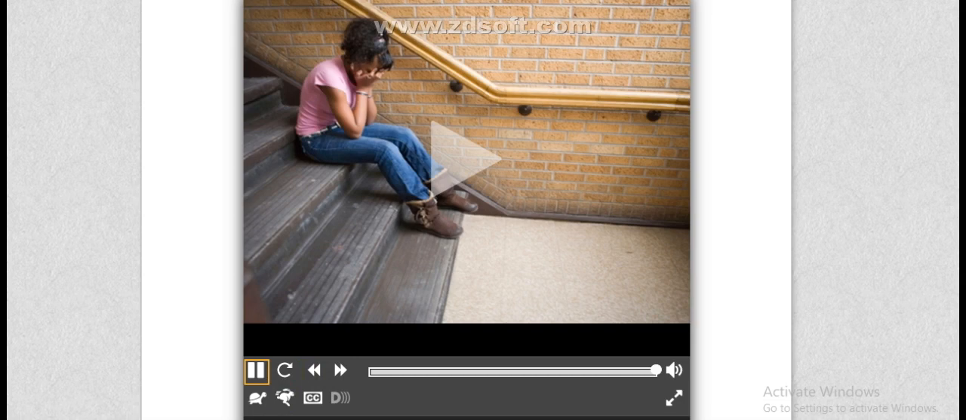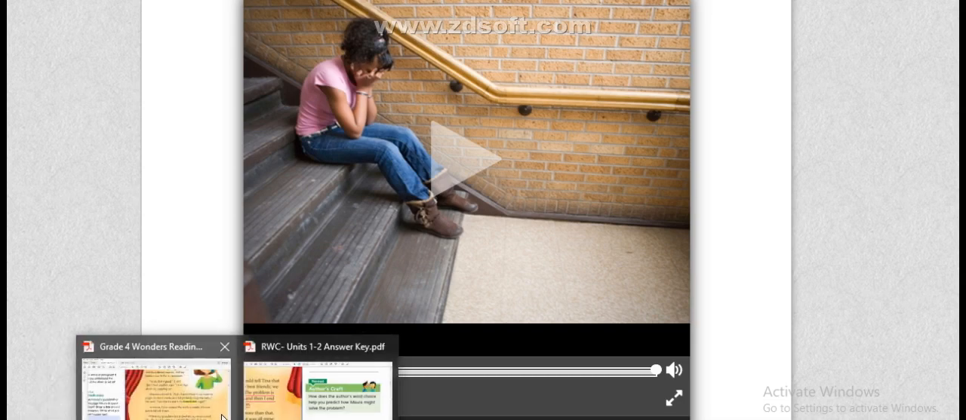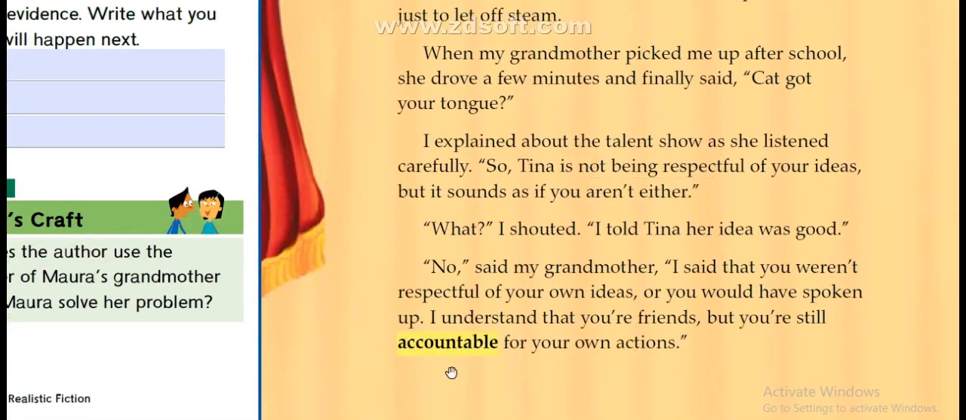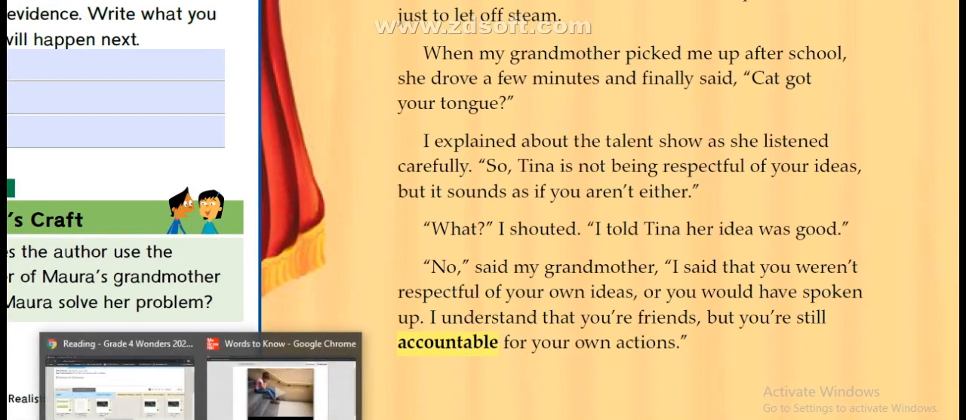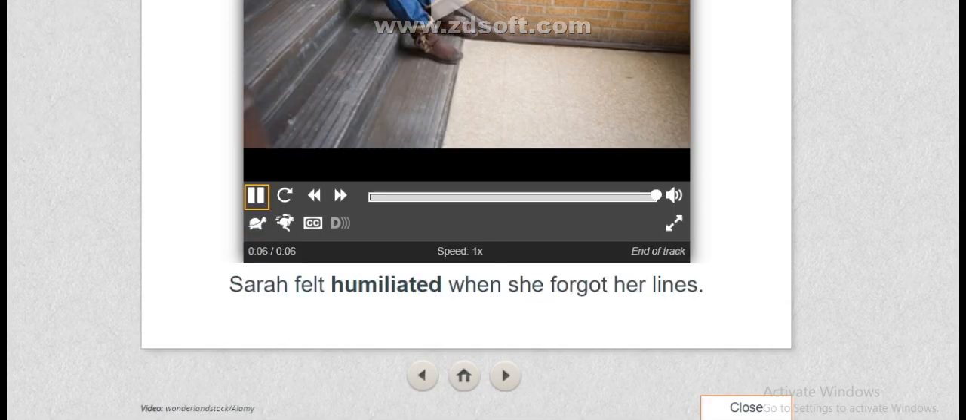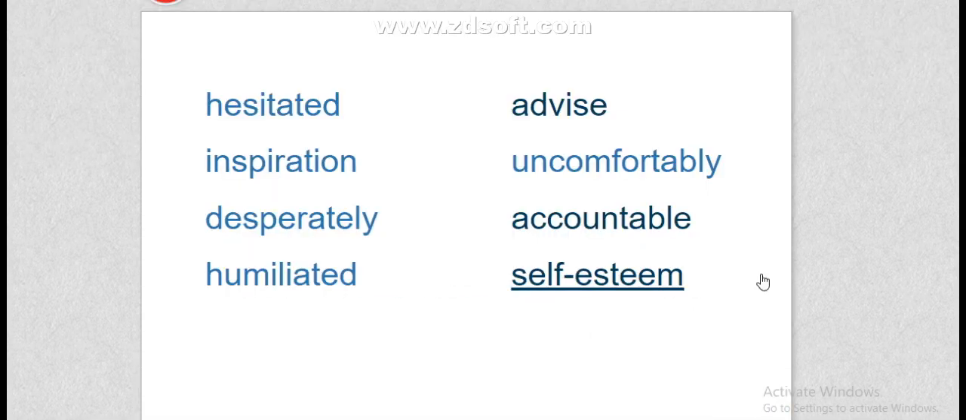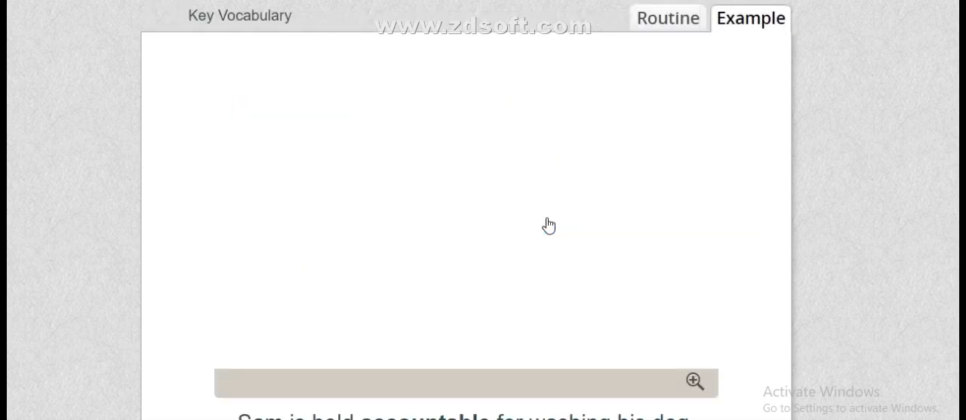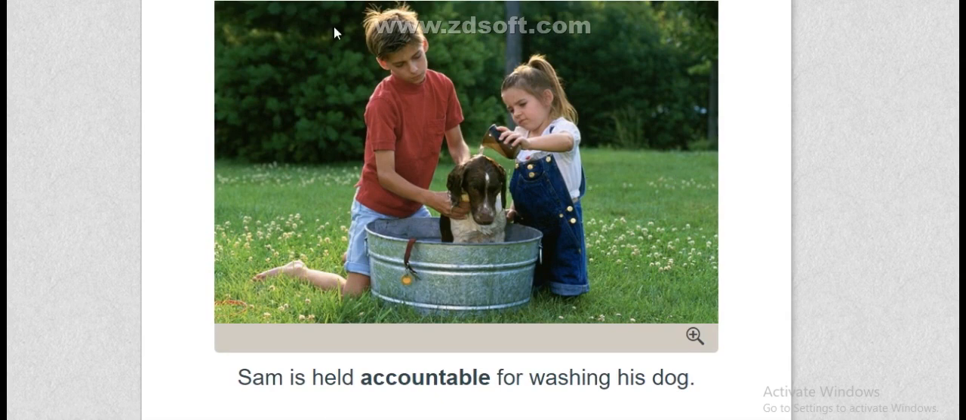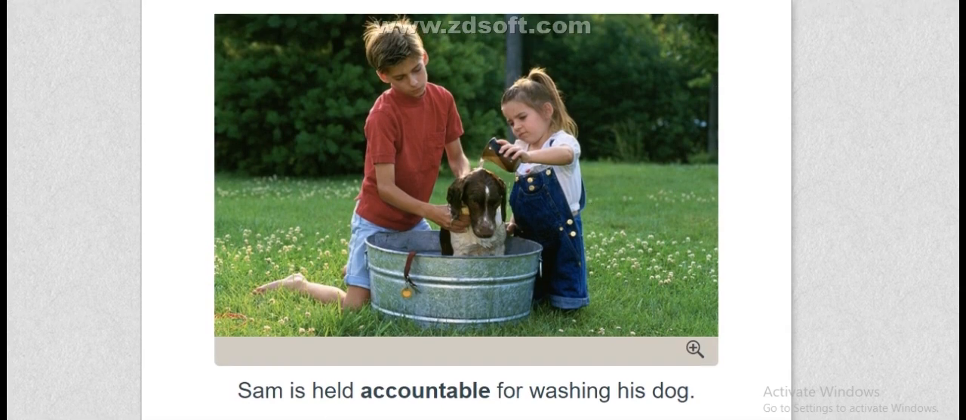Let's move on to the third word. The third word is accountable. What do you mean by the word accountable? I've explained it before. Who remembers? Okay, those who don't remember, I'm going to help you remember. Accountable means, let's listen to this word again. Accountable. Sam is held accountable for washing his dog.